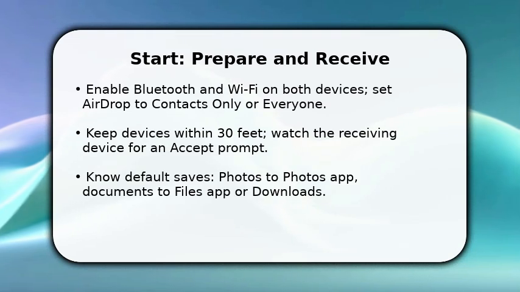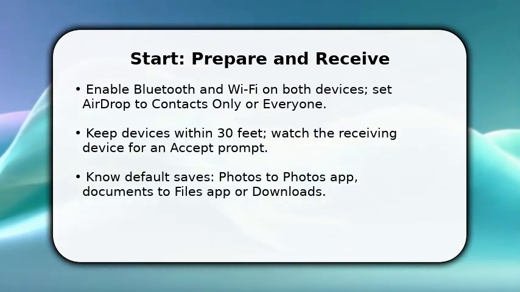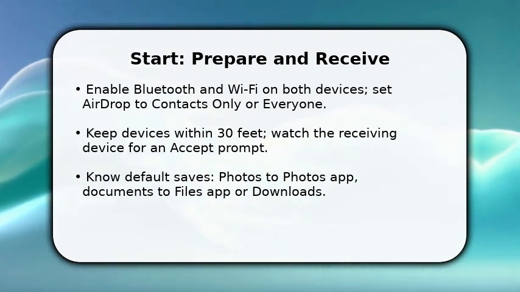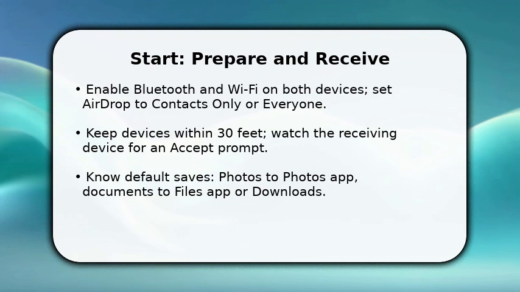Enjoy the video. You start by enabling Bluetooth and Wi-Fi and setting AirDrop visibility. This lets devices advertise and form a quick peer link. Once done, have the sender initiate transfer and watch your screen for the accept prompt. Accepting routes the file to the right place.